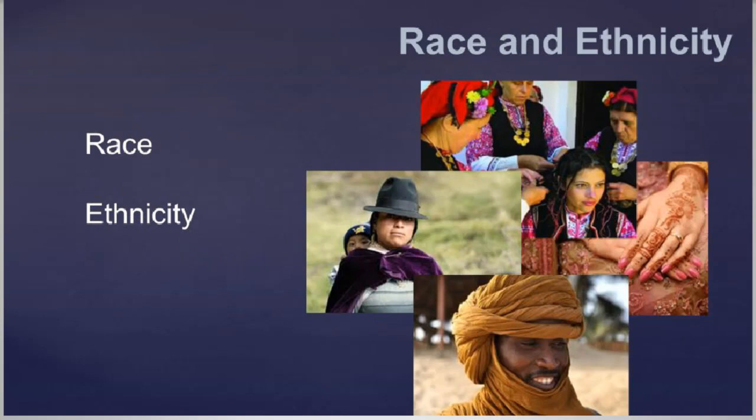Race and ethnicity are two terms easily confused. Race is a classification of human beings based on physical characteristics such as skin color, facial shape, stature, or other inherited characteristics. The races used by the U.S. Census currently are American Indian Alaskan Native, Asian, Black or African American, Native Hawaiian or Pacific Islander, white, or multiracial or some other race.